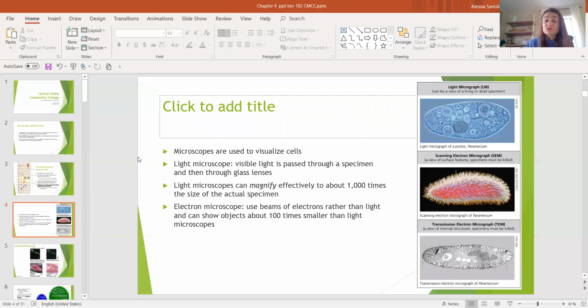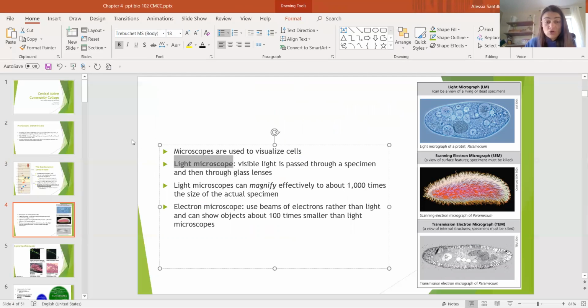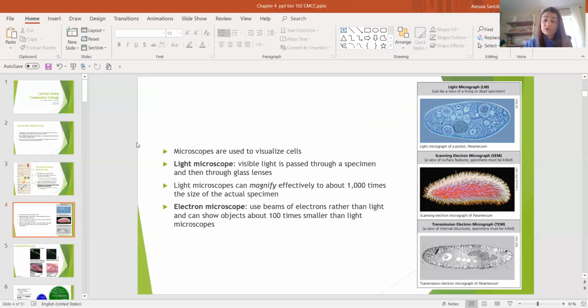So microscopes are used to visualize cells. Light microscopes use visible light to actually see whatever specimen you are looking at. You put your specimen in your microscope, and when you turn it on, the light goes through your specimen and into the different objectives and ocular pieces that then filter and tunnel the light, so that when you look through the binoculars of the light microscope, you're basically seeing a magnified image.